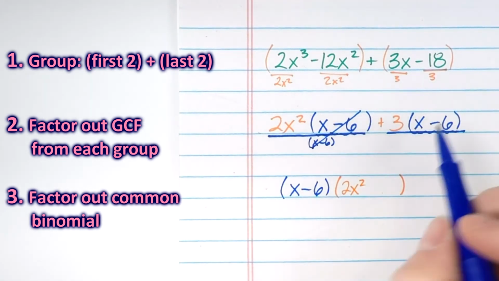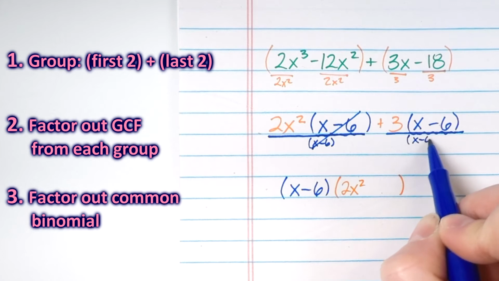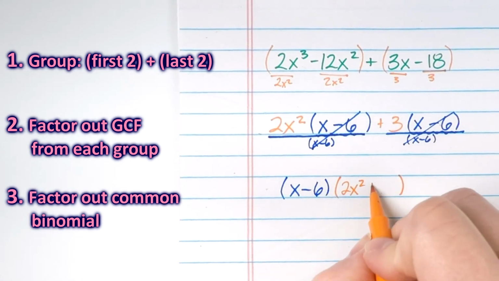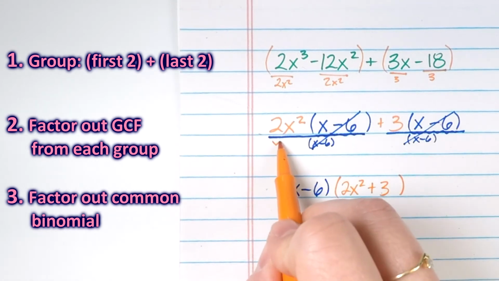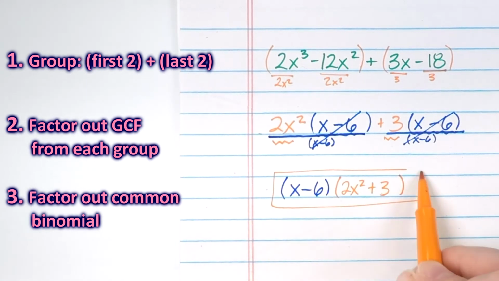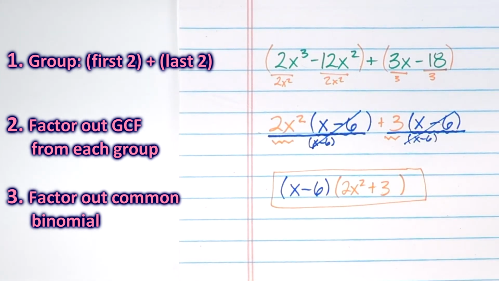And then for the next one, if I divide out this x minus 6, these would cancel, and I'm just left with the positive 3. So 2x squared plus 3. Just notice these will be the terms in your second binomial. And that's how we factor by grouping. So this is our answer, these 2 binomials being multiplied.